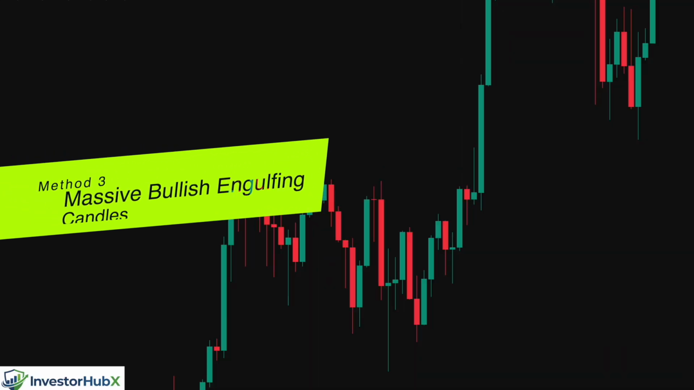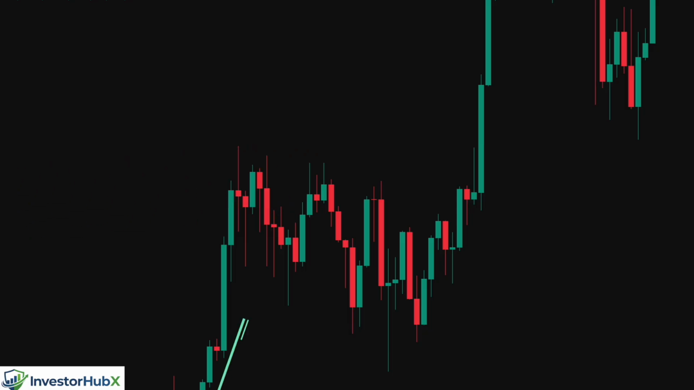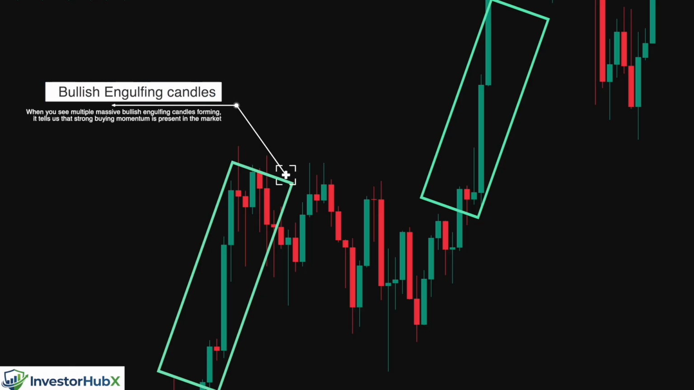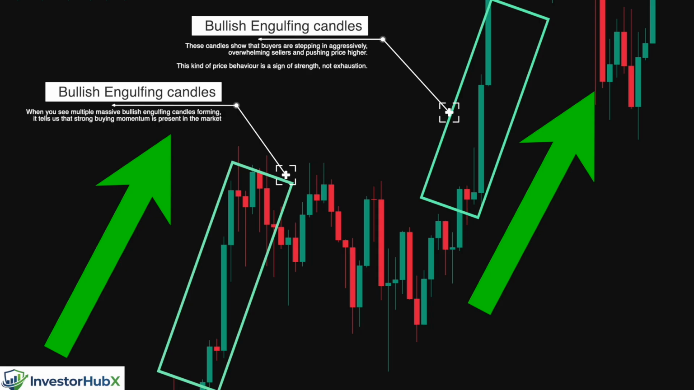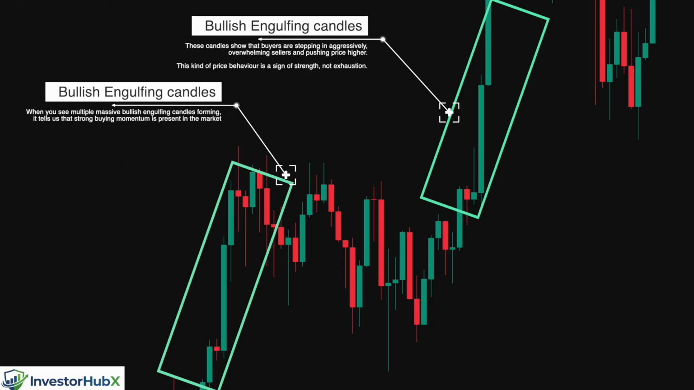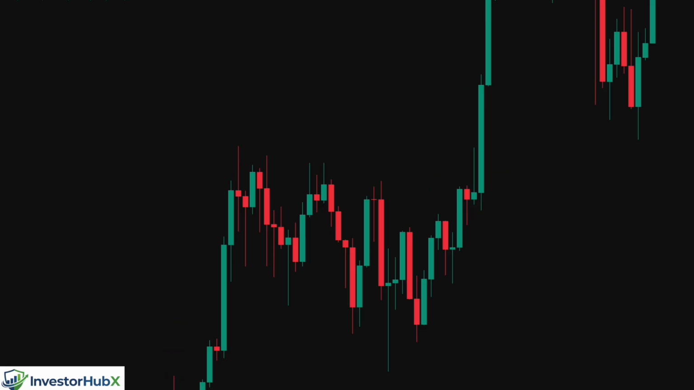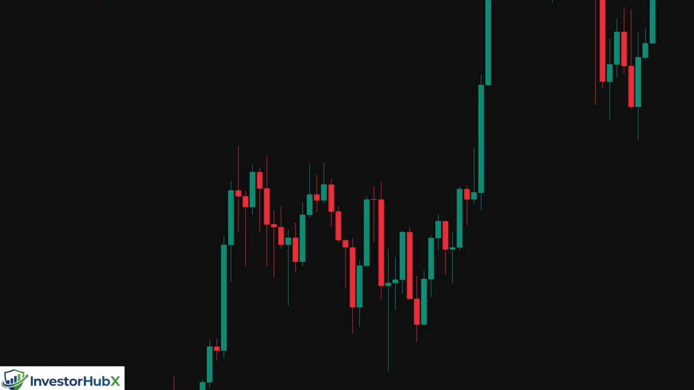The third way to identify a bull market is by looking for massive bullish engulfing candles. When you see multiple massive bullish engulfing candles forming, it tells us that strong buying momentum is present in the market. These candles show that buyers are stepping in aggressively, overwhelming sellers and pushing price higher. This kind of price behavior is a sign of strength, not exhaustion. In a bullish environment, the repeated appearance of bullish engulfing candles often confirms that the bull market is likely to continue. Strong trends reveal themselves through strong candles.